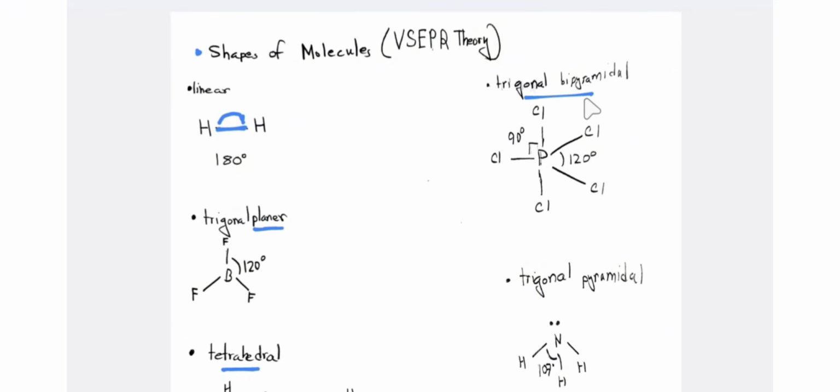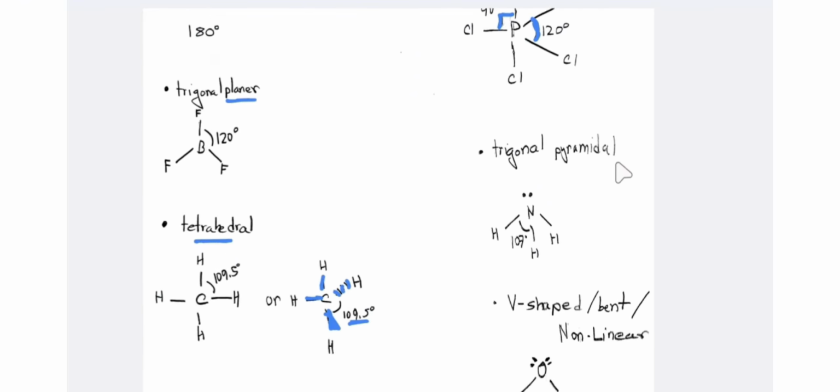Then for phosphorus pentachloride, it is trigonal bipyramidal. So the structure is trigonal bipyramidal, and the bond angles are 90 degrees and 120 degrees.